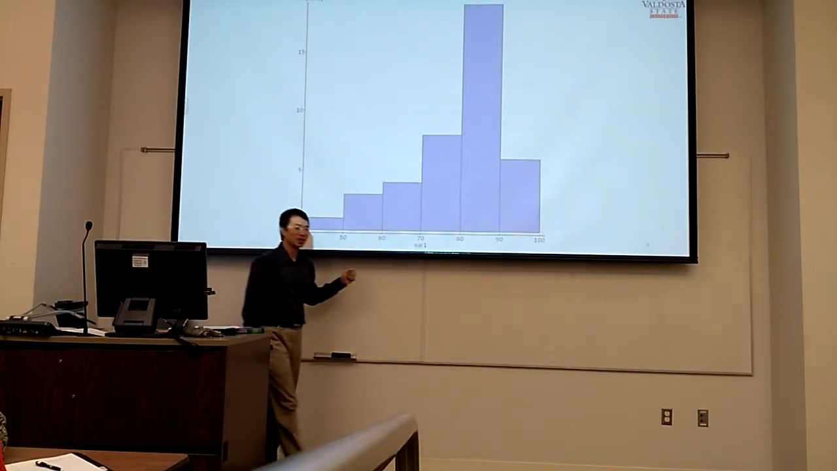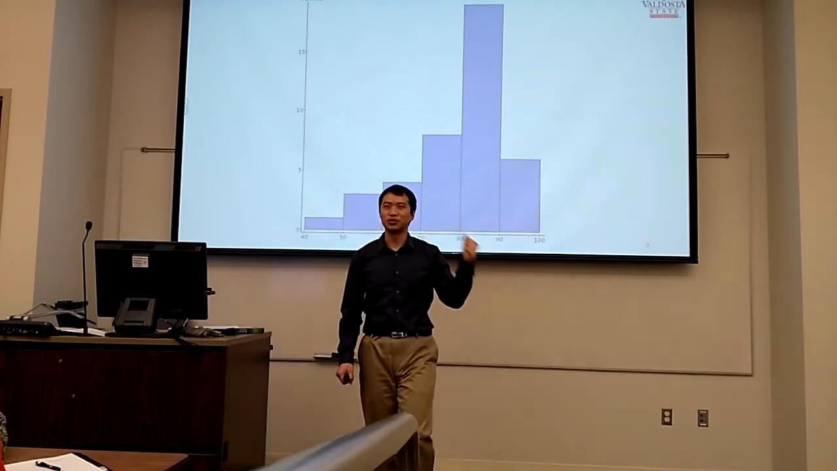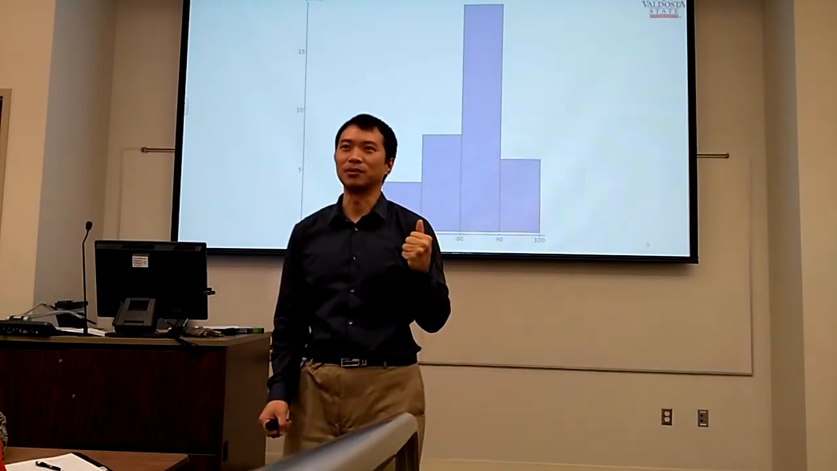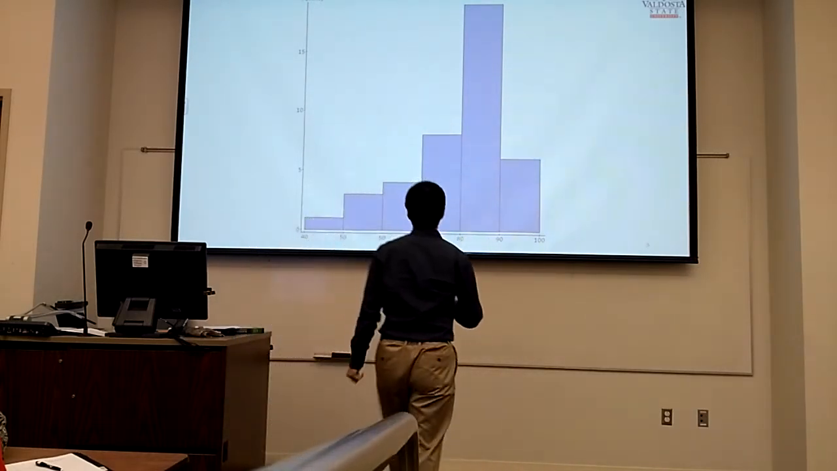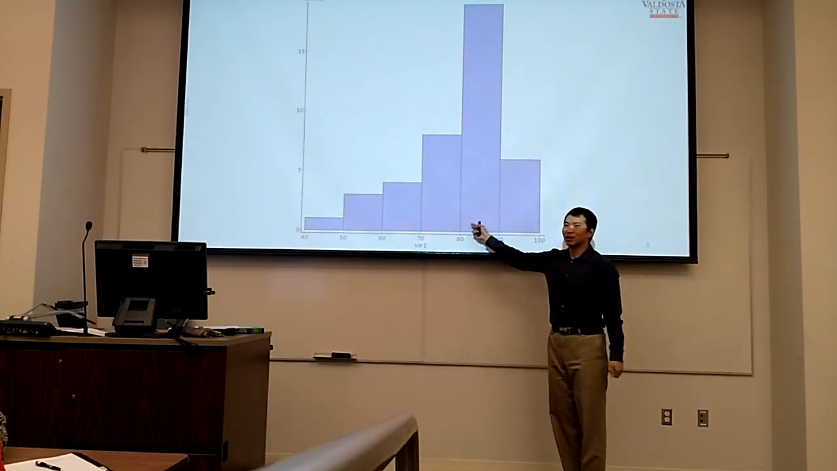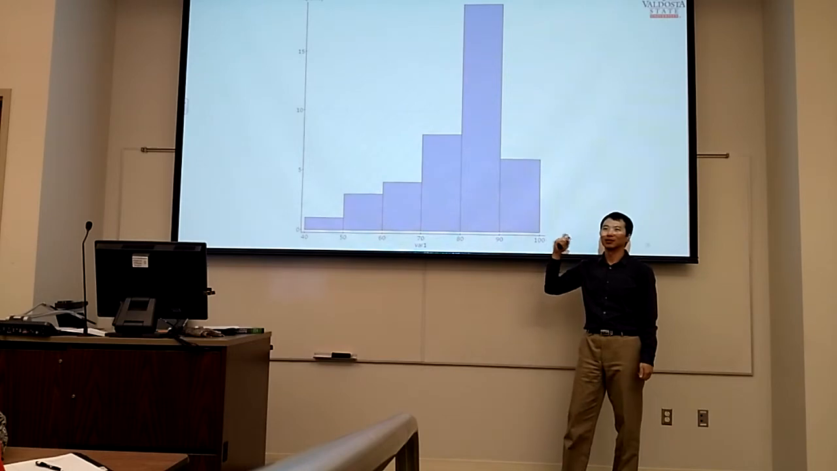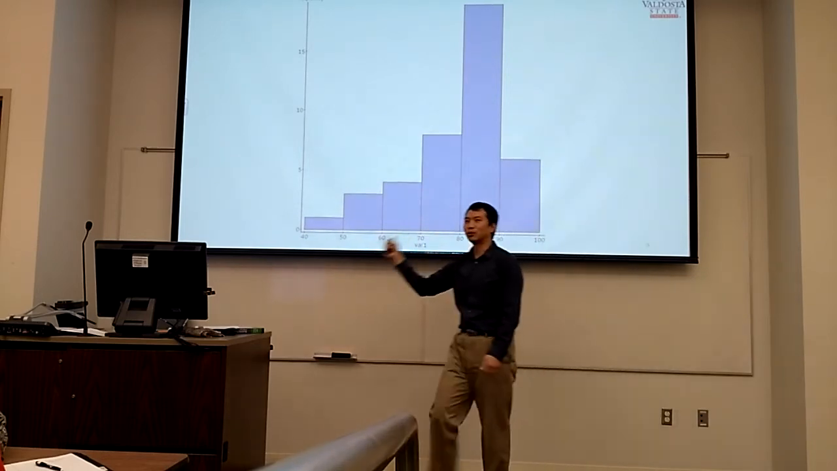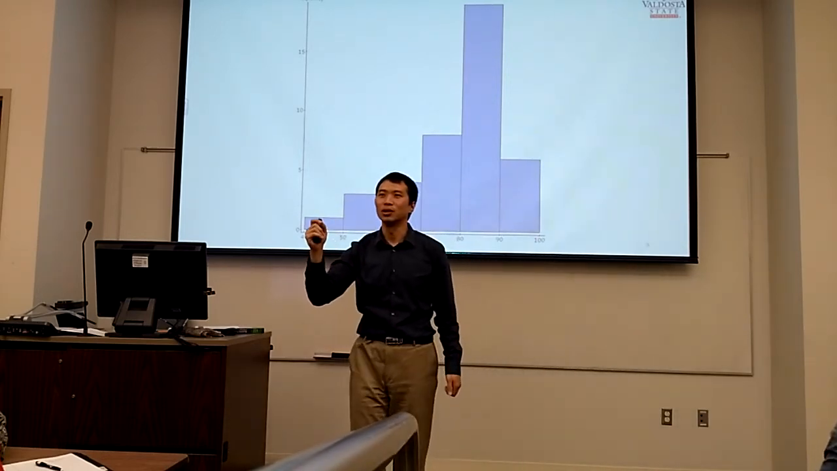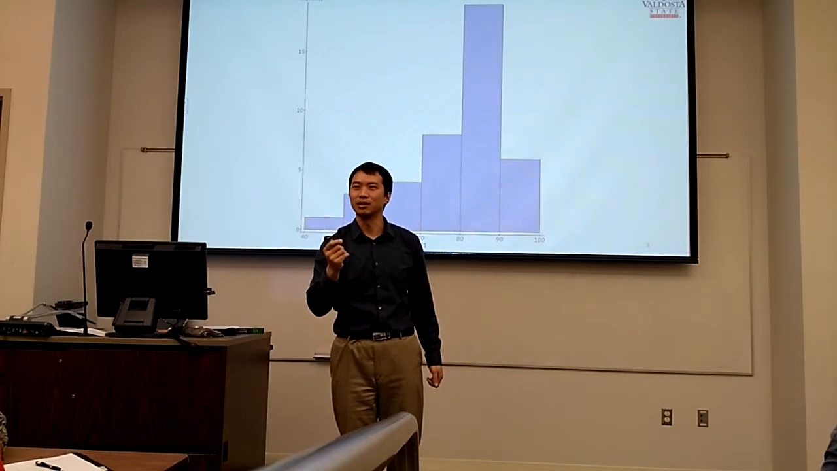Okay. So this is our distribution for the first exam. So is it symmetric or skewed to the left or skewed to the right? Skewed to the left. Okay. So if I want to describe the center, should I use median or mean?